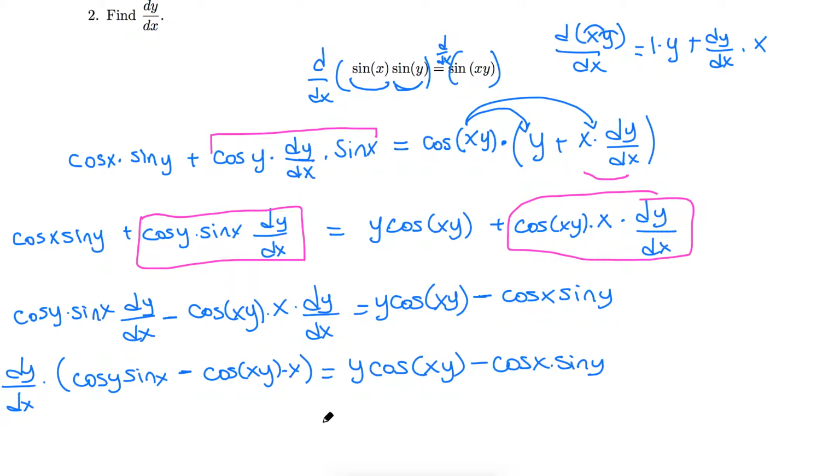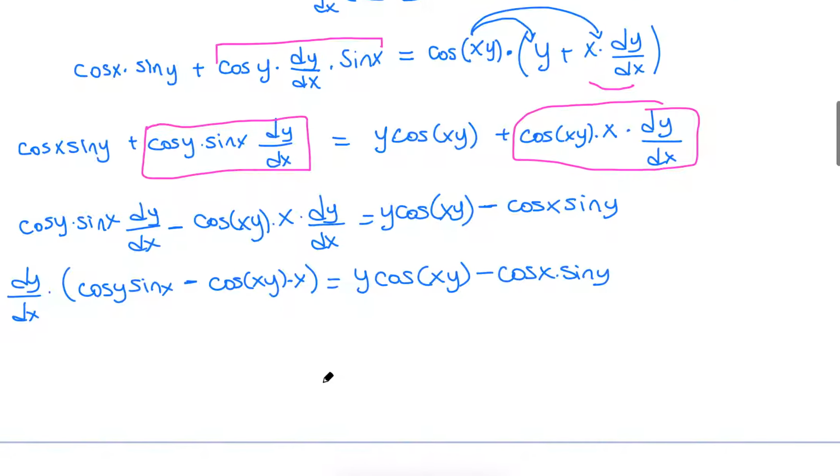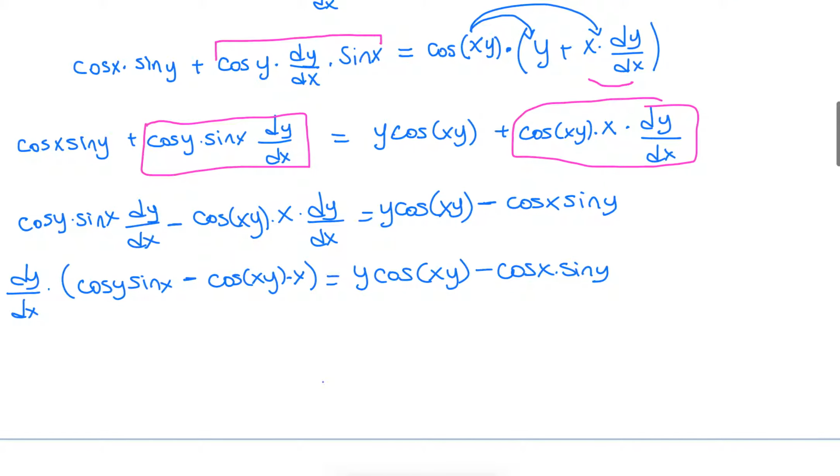All right, I'm running out of space here a little bit. Okay, this should be enough. Then we're going to divide both sides by the expression in front of dy over dx so that we can solve for dy over dx. So we'll divide by cosine y sine x minus cosine xy times x.